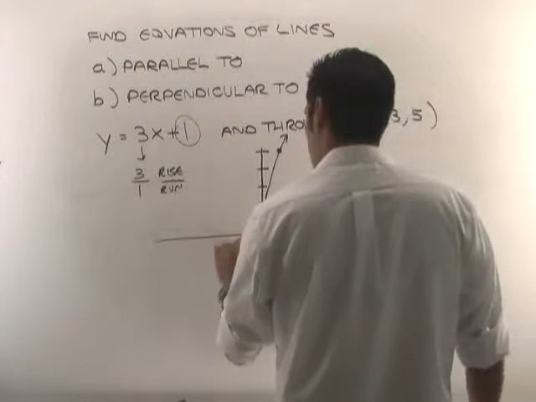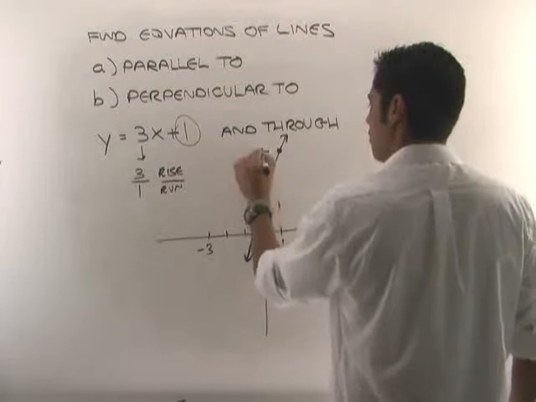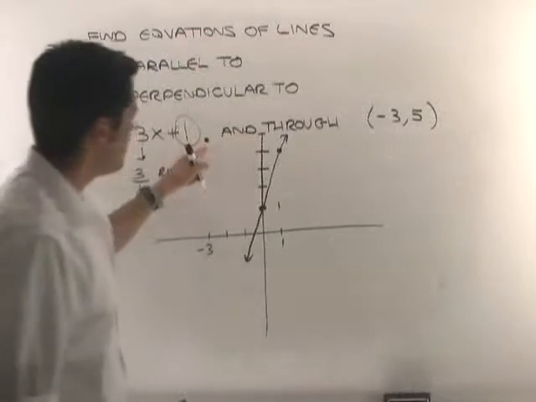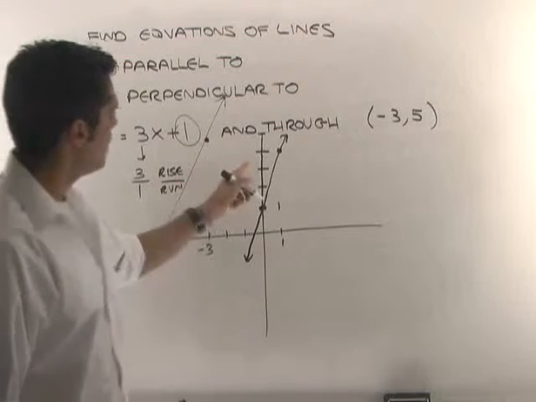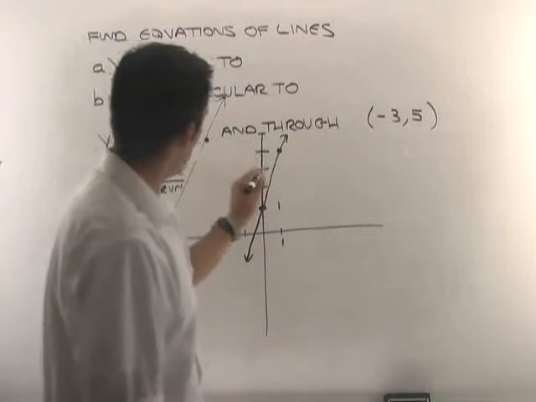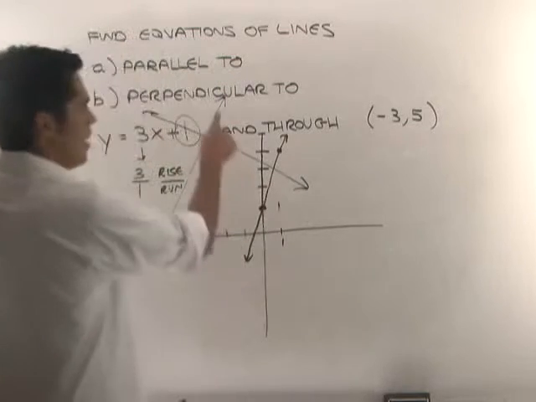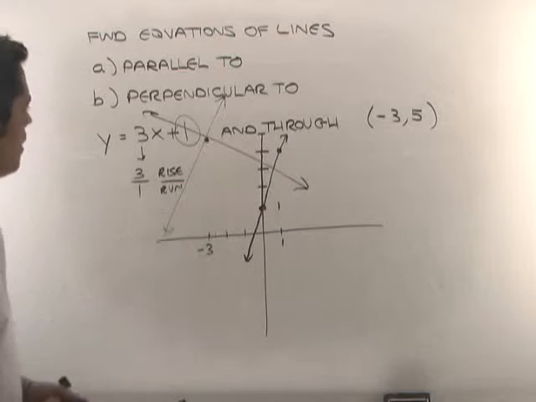So if I go out here, 1, 2, 3, there's -3, and I go up to, let's see, 1, 2, 3, 4, and you go up a little more, here's 5. I need a line that goes through this point and it's parallel to that. So it's going to be like this, and a line that goes through this point and is perpendicular to that. So it's going to be like that. So I'm trying to find this line and this line. I'm trying to find their equations. So it's a little involved here.